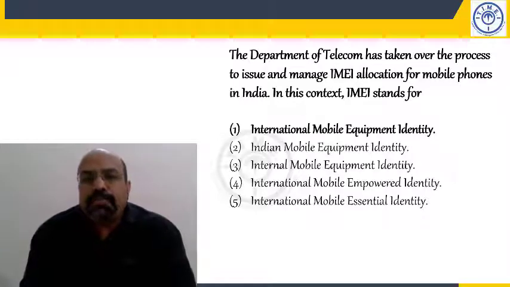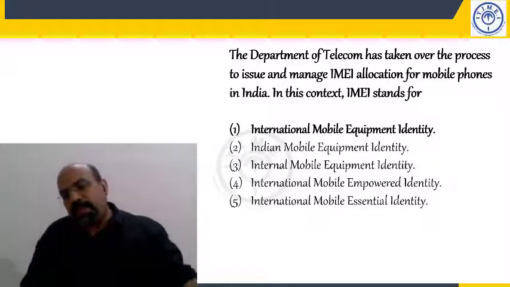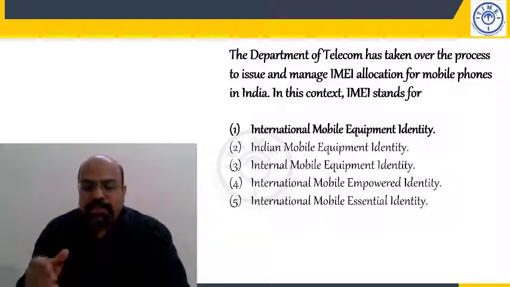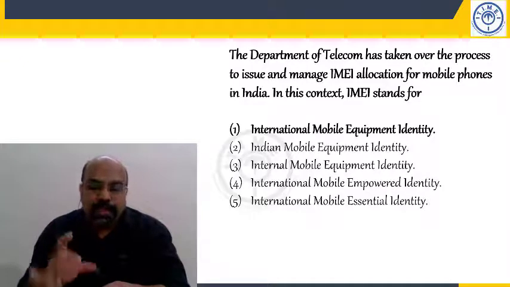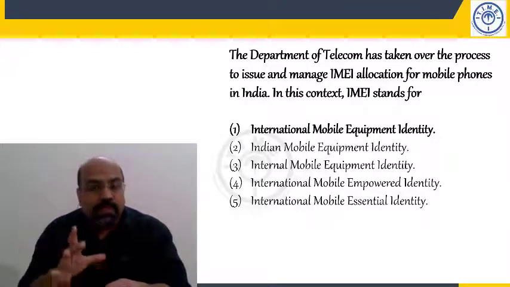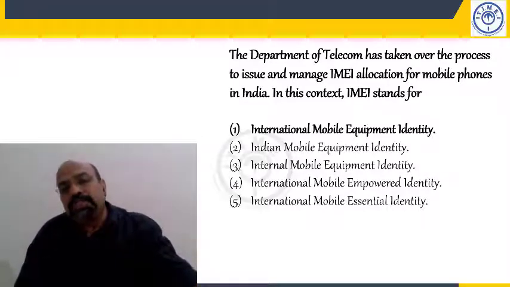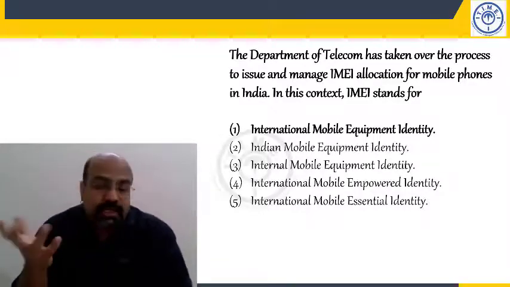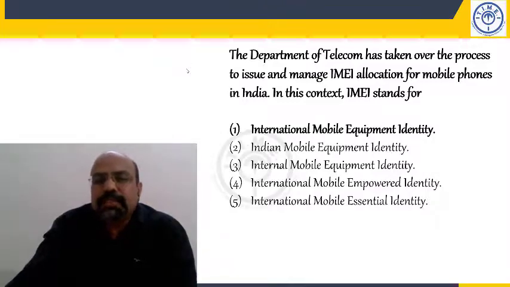The Department of Telecom has taken over the process to issue and manage IMEI allocation for mobile phones in India. In this context, IMEI stands for... every mobile phone has an IMEI inside it. Okay, every phone has this. It is unique to each phone. No two phones have the same IMEI. A phone can be located through it. This is the best way to locate a phone, apart from software stuff. So what is the answer? Choice 1, International Mobile Equipment Identity. It's unique for each mobile, like the DNA of a phone. Nothing to discuss there.